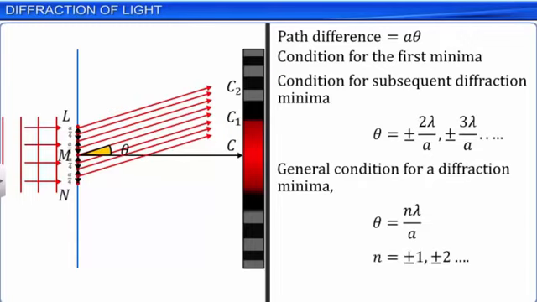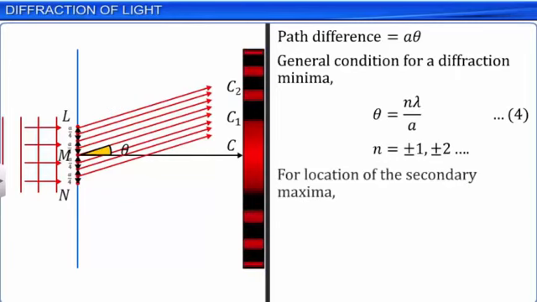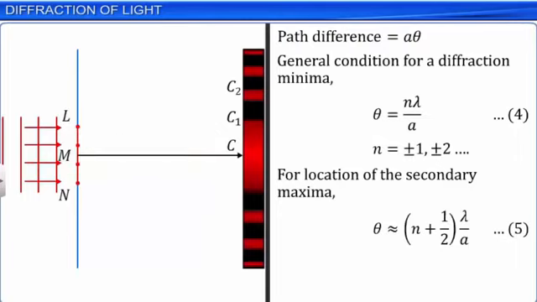In between two successive minima, we will have secondary maxima. We can find the location of the secondary maxima for values of theta approximately equal to n plus half into lambda by A. Let this be equation 5. Let us now verify the validity of equation 5. Imagine that the screen is split into 3 equal parts of width A by 3. Consider a point C0 approximately between C1 and C2 at an angle theta equal to 3 lambda by 2A.